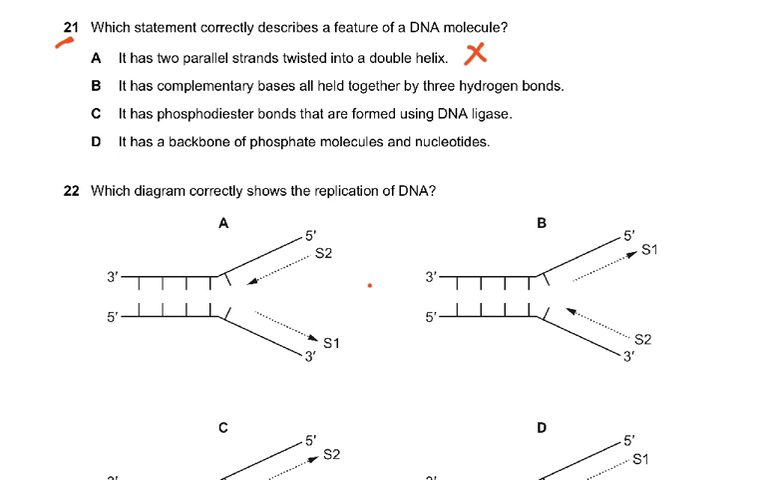It has complementary bases held together by hydrogen bonds. Not all have 3 hydrogen bonds. A and T have 2, C and G have 3.